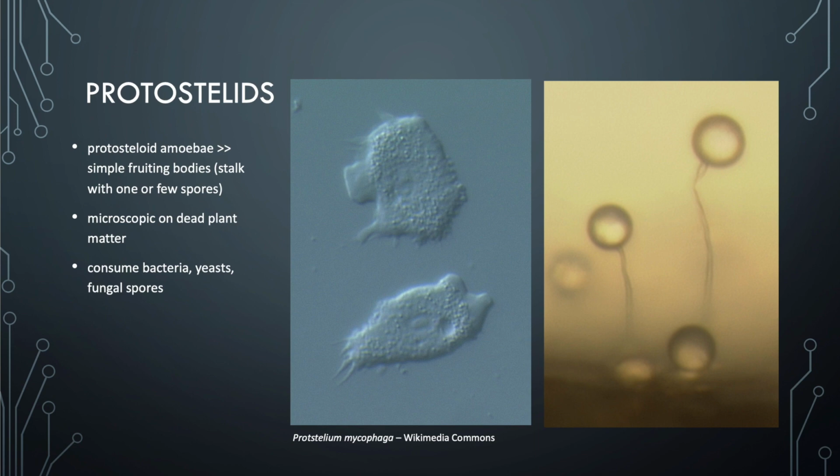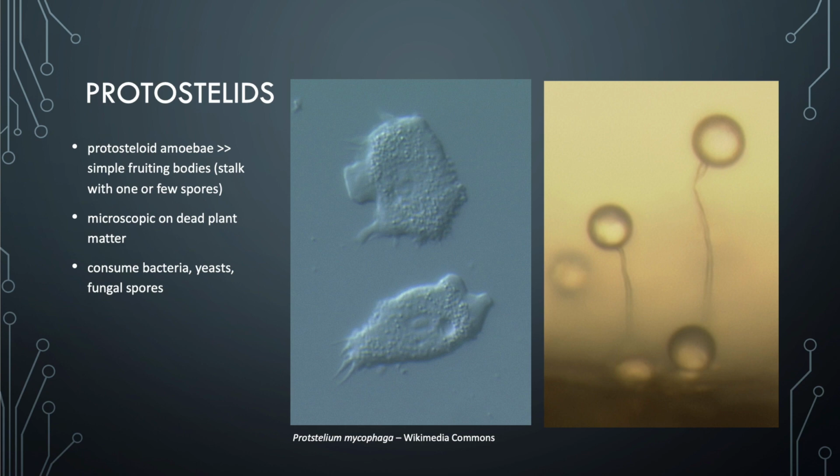The third group of slime molds are called protostellids, and these guys are also made up of amoebae, but they produce simple fruiting bodies, including a stalk with one or few spores. So they're much simpler and they're not well studied because they're all pretty much microscopic. There is also no model organism that is being used in studies, so very little is known about protostellids. But they dwell on dead plant matter, so they help in nutrient cycling, breaking down organic matter. Like other slime molds, they consume bacteria, yeast, and fungal spores.